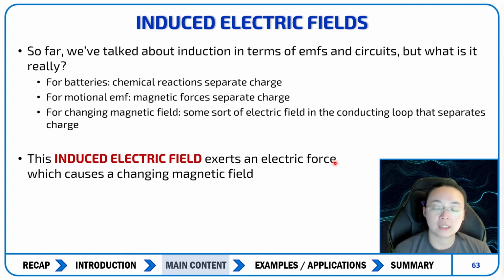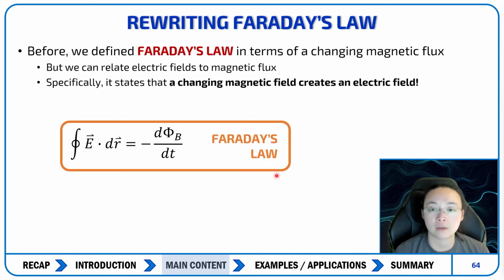So now let's try to make a connection to induced electric fields. We've talked about induction so far in terms of EMFs and circuits, but we should probably try and redefine it in a different way. For batteries, chemical reactions are going to separate charge, and for motional EMF, magnetic forces are going to separate charge, and for a changing magnetic field, some sort of electric field in the conducting loop will separate the charge. So when we talk about an induced electric field, it's going to exert an electric force which causes a changing magnetic field. We'll take a look at that by looking at Faraday's law again.